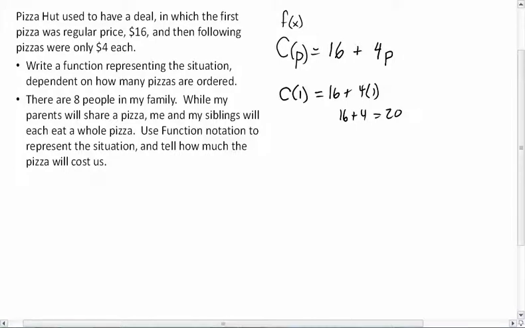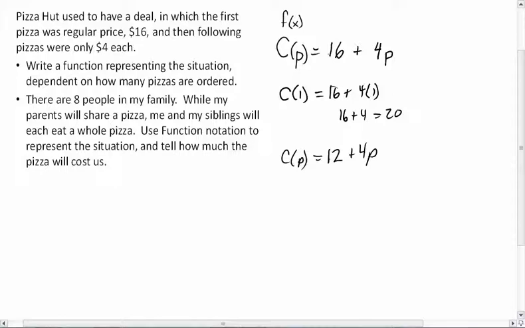So we have to adjust our function. Now, there's a couple of ways we can do that. One is we can ask, how much should a pizza cost? It should cost 16 for the first one, right? So since 20 is 4 bigger than 16, you could just decrease the number here by 4. So we could try 12 plus 4p, and we could try that out. Another thing that we could do is, the problem is, this is my first pizza right here.